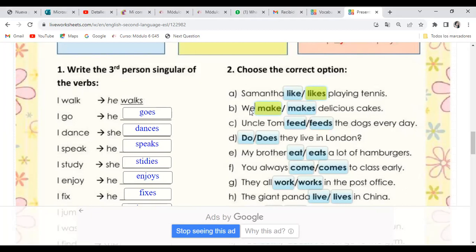All right. Now let's go with letter C. It says, Uncle Tom feeds the dogs every day. Uncle Tom feed or Uncle Tom feeds?